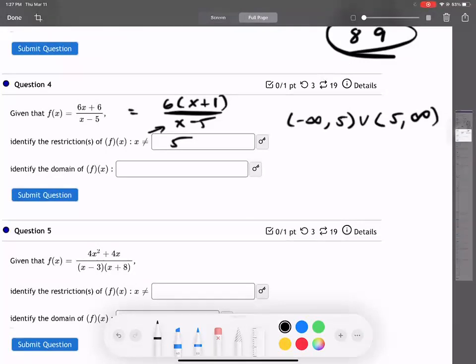If I want to talk about the graph itself, we have a vertical asymptote at 5. We have a horizontal asymptote. Take a look here, horizontal asymptote at 6, up here. And I'm thinking the graph goes something like that.